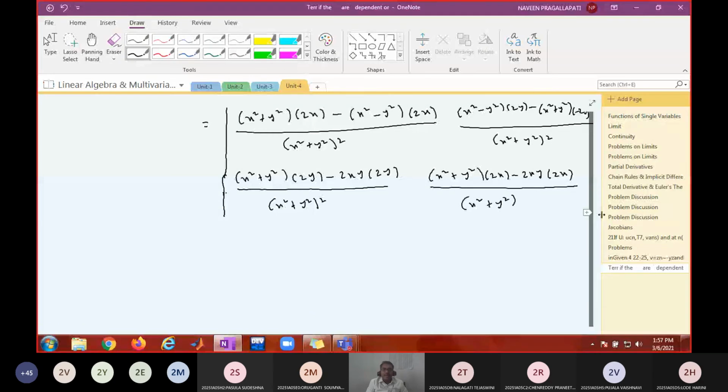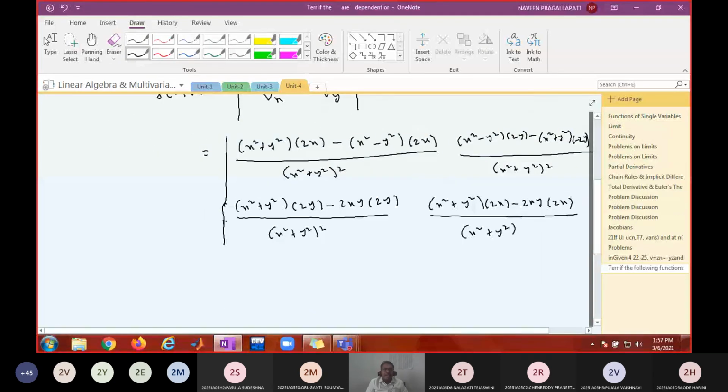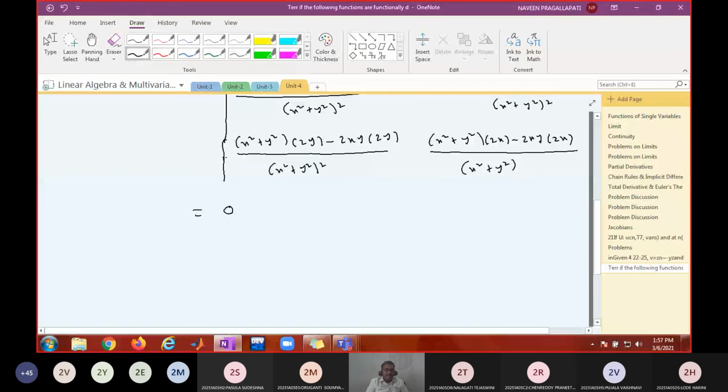It is just differentiating with respect to one variable by treating the other variable as constant. So if you simplify, you will notice that it is going to be 0. You can verify this later. So from this you can say that u and v are functionally dependent. That means there exists some relation between u and v.